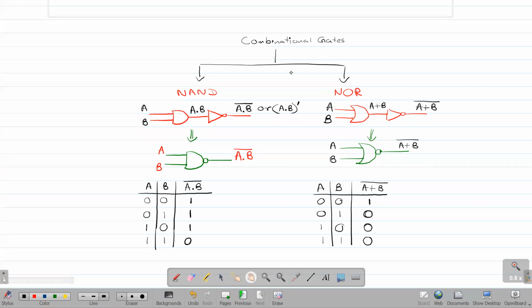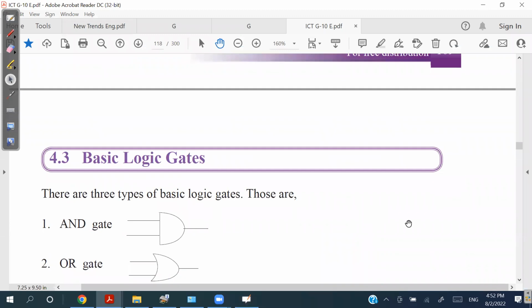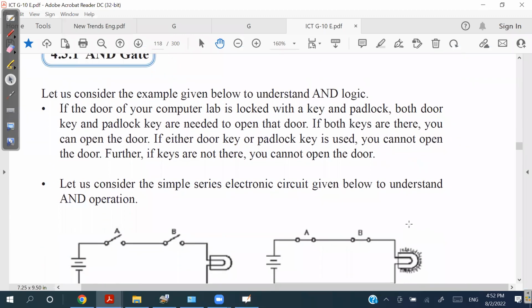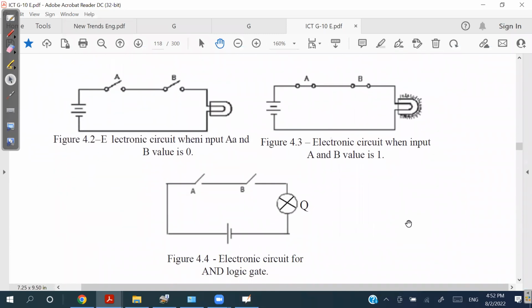Now, since you know about the gates, let's sneak into the book and see whether we miss anything. There are some specific circuits to be shown to you. Now we talk about the basic logic gates here. They are talking about the AND gate, and here they have implemented the AND gate using some electrical circuits. So now you have the idea what they are trying to talk about here.